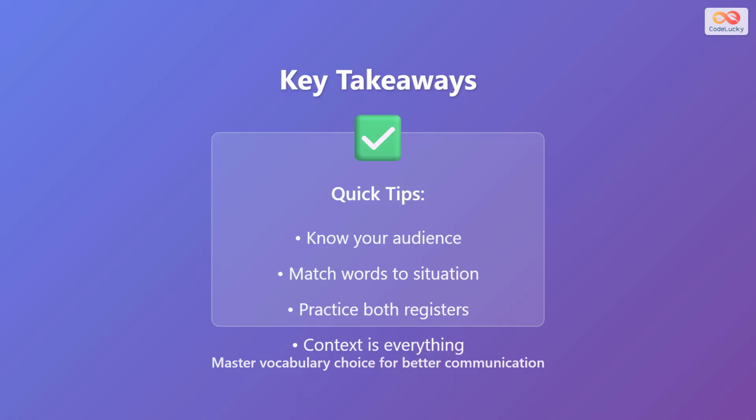Here are the key tips to remember. First, know your audience. Second, match your words to the situation. Third, practice using both formal and informal registers. And finally, remember that context is everything. By mastering vocabulary choice, you will communicate better in all situations, whether formal or informal. Practice these skills regularly to become a confident English speaker.